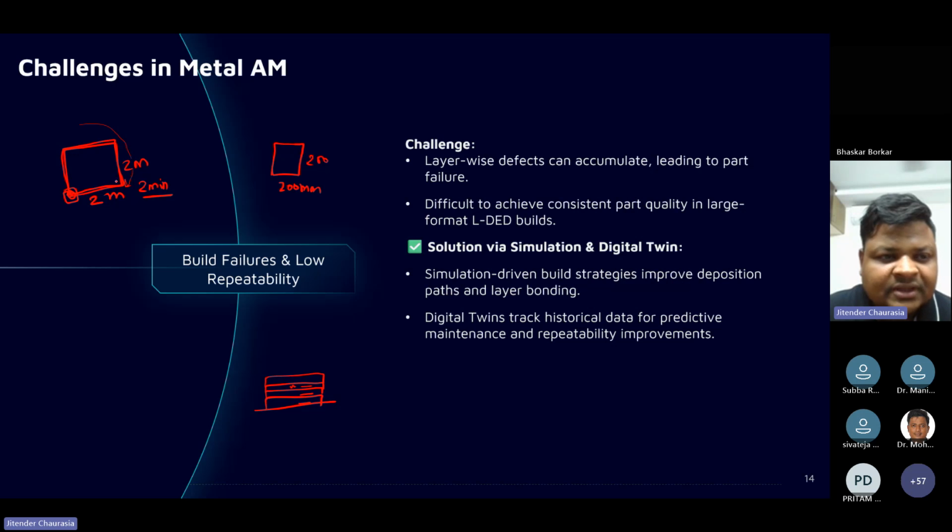Now, because the material is the same, I have to deposit at the same power and scan speed. Now I reach here almost immediately. So let's say within 30 seconds, I came back and it did not get sufficient time to cool down. So the same process parameter, if the geometry changes, remember, not the material, just the geometry, will not work. So that's how the low repeatability issues will come.